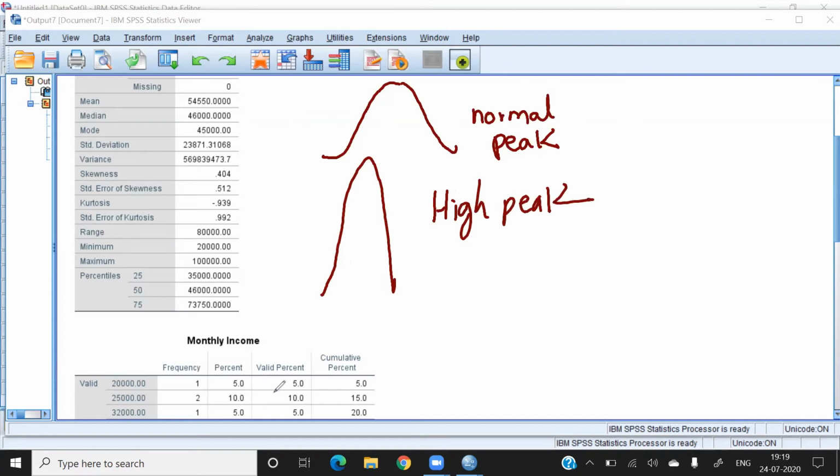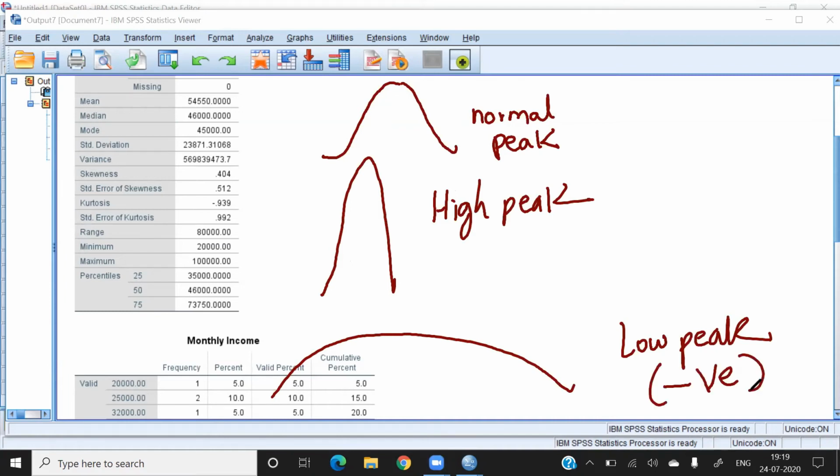And if I make the distribution like this, it is called low peak. So normal peak, high peak, and low peak, right? In case of low peak, the kurtosis value is negative. In case of high peak, the kurtosis value is positive, and in normal peak, the kurtosis value is 0.